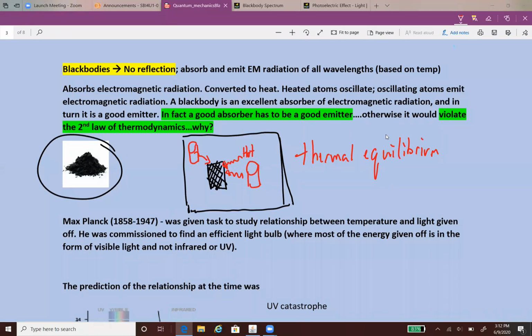Now, Max Planck wasn't studying stars, he was studying light bulbs. And he was specifically trying to understand the relationship between temperature and what kinds of EM radiation were being given off. I think you've probably noticed that incandescent light bulbs are not very efficient. There's a lot of wasteful energy.